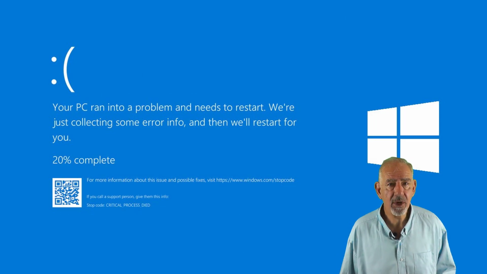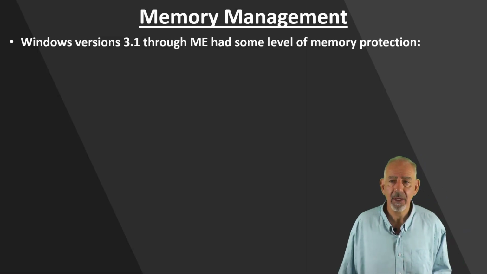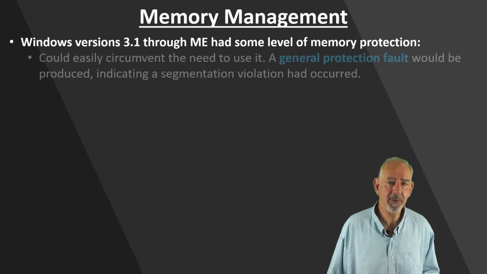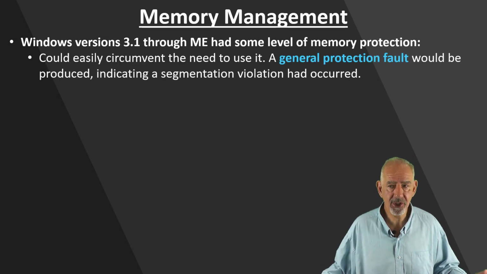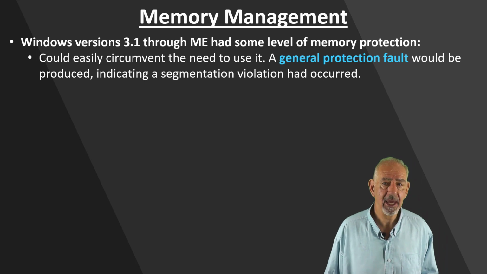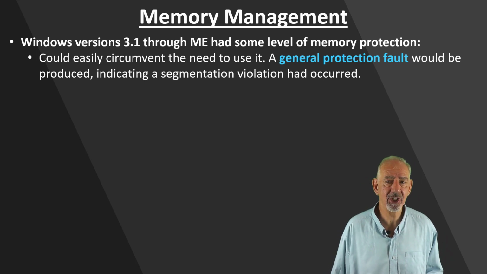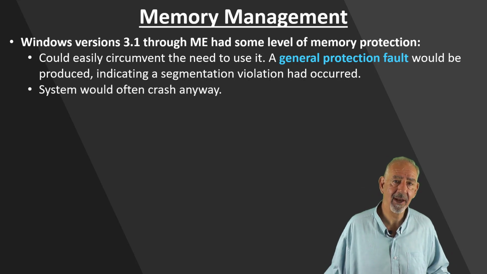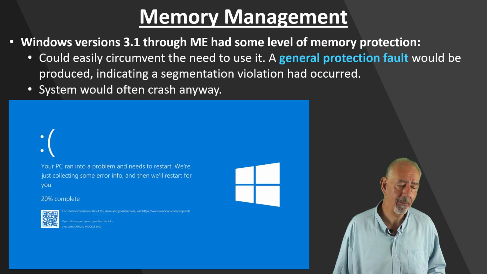It's usually a sign of a misbehaving program, and the kernel generally resorts to terminating the offending program and reporting the error. And this could end up in a crash, or what used to be the blue screen of death. In Windows 3.1, we had some level of protection, but it could easily be circumvented, and a general protection fault would be produced, indicating a segmentation violation had occurred, and then the whole thing would crash anyway, leaving users with a blue screen, commonly known as the blue screen of death.